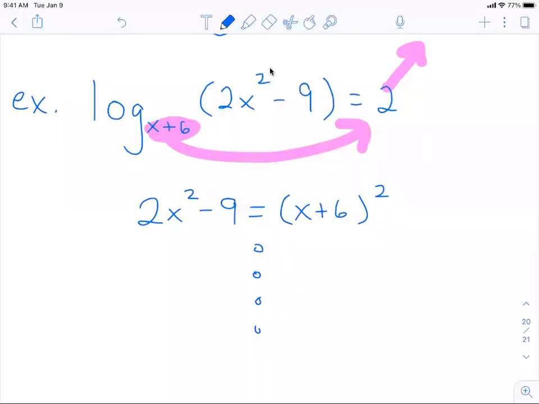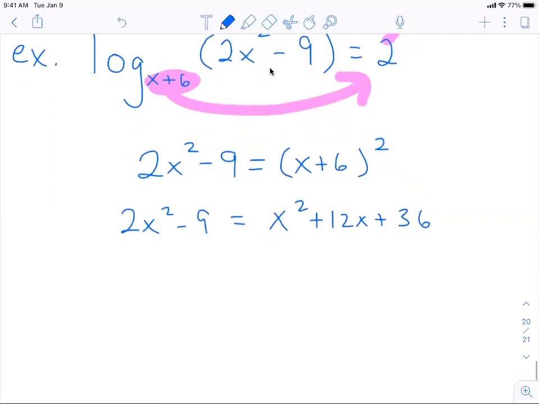All right, so let's solve this guy. We've got 2x squared minus 9 is equal to, FOILing the right side gives us x squared plus 12x plus 36. I'm going to move everything to the left. So 2x squared minus x squared is going to give us x squared minus 12x minus 45 is equal to 0, right? So far, so good.